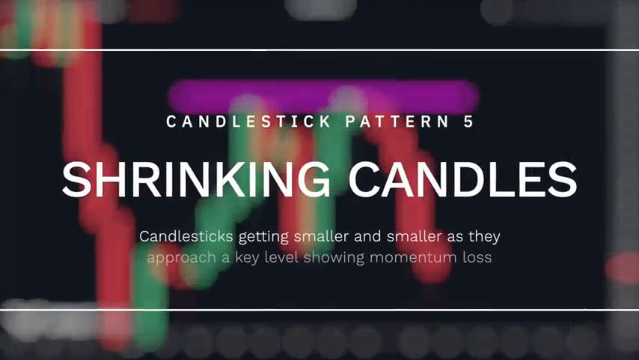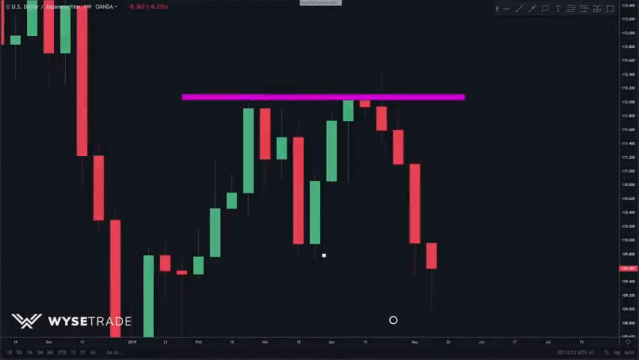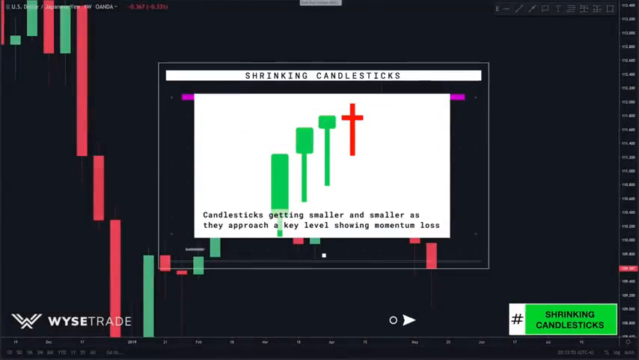Now, moving on. So the 5th candlestick pattern we look for is shrinking candles. And as you should already know, we did a whole video on this topic, but let's quickly recap. What we like to see is shrinking candles as price approaches a key level to show momentum loss.